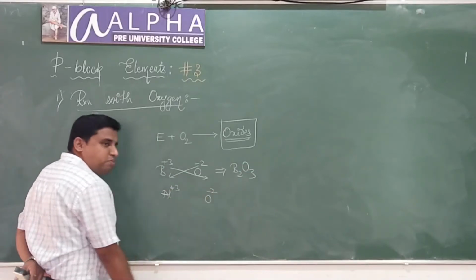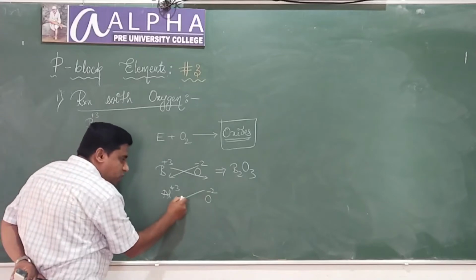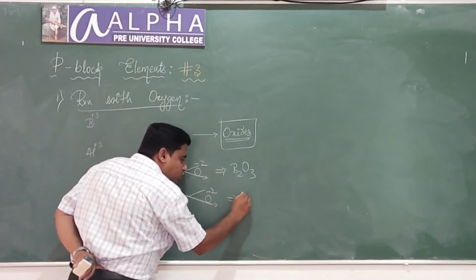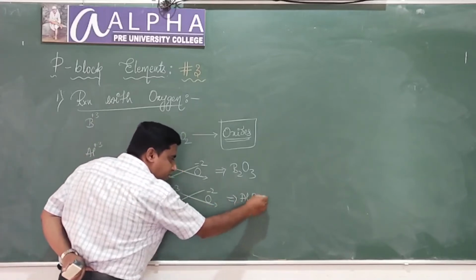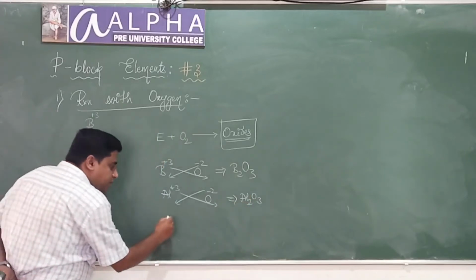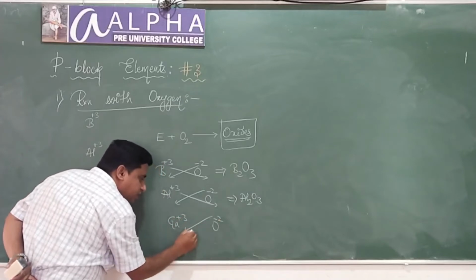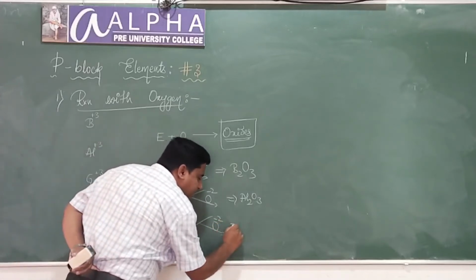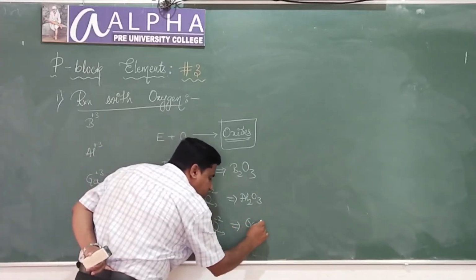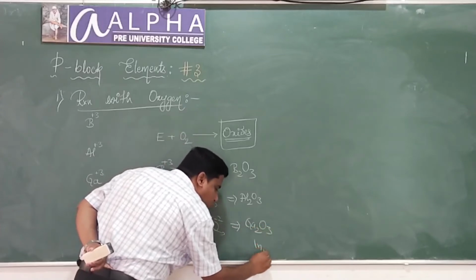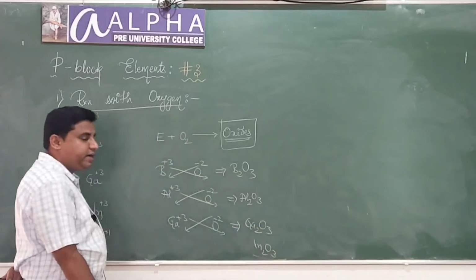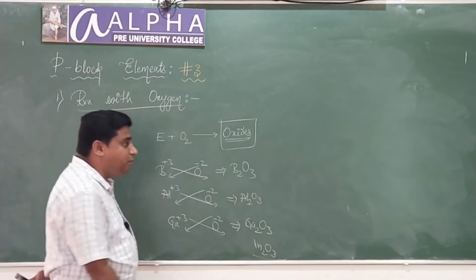Oxide means O2-. Again, cross multiply. What is it that you're going to get? Al2O3. Isn't it? Same. Gallium again in +3, oxygen in -2, criss-cross method. We will get Ga2O3 and In2O3 for indium oxide. Correct? But how about for thallium?